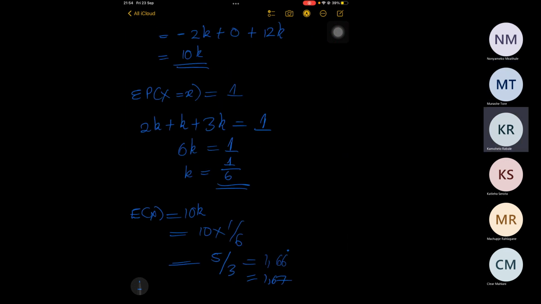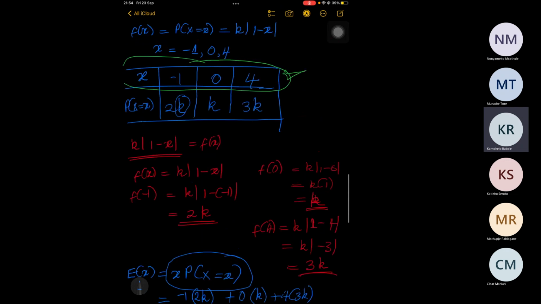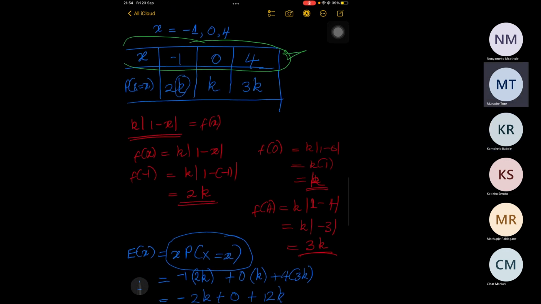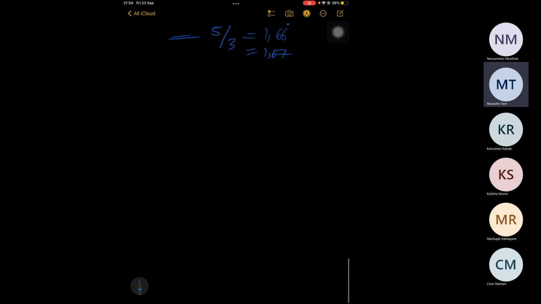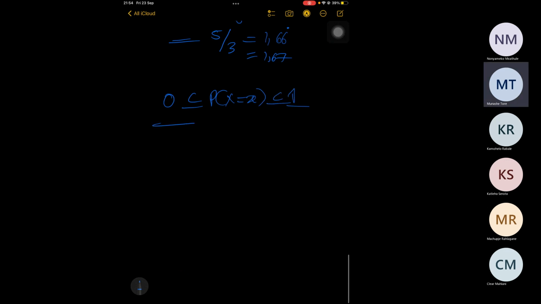So we have to equate the whole thing to 1. Yes, not the zero. The summation of the probabilities. Oh, okay. Why 1? Because the range of all probabilities is between 0 and 1, so the maximum probability that you can get is 1.